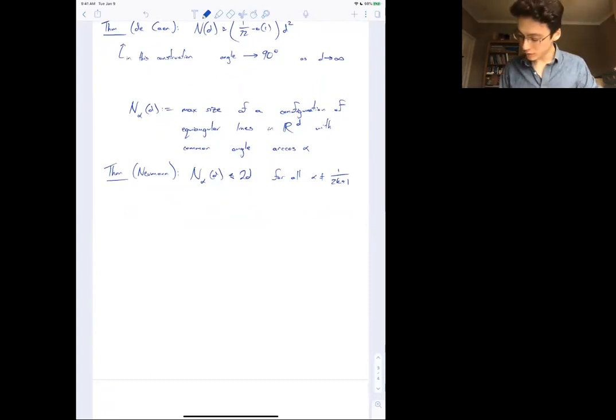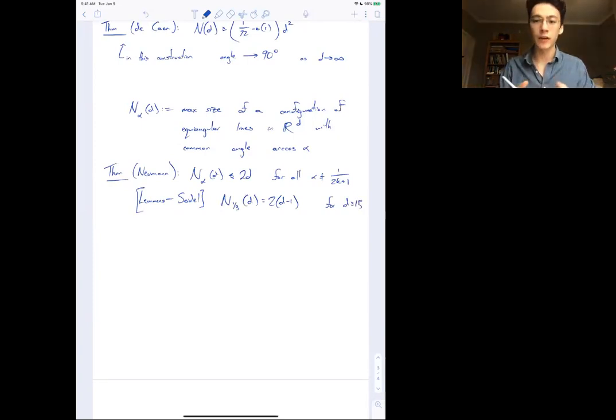So there's some results, first by Lemmens and Seidel in the 70s, that, so they studied the first open case, which is n 1/3 d, and they determined the exact value. It's equal to 2 times d minus 1 for d at least 15, and it takes some other values for the smaller values of d.